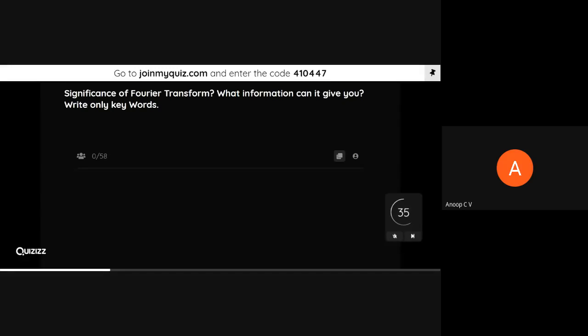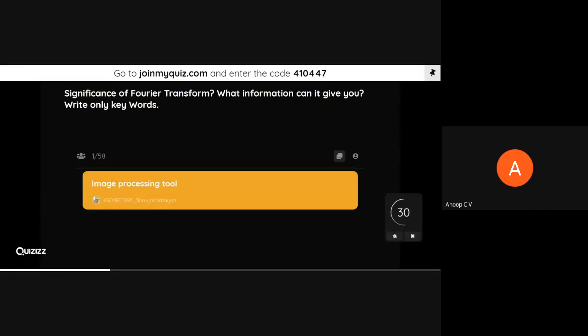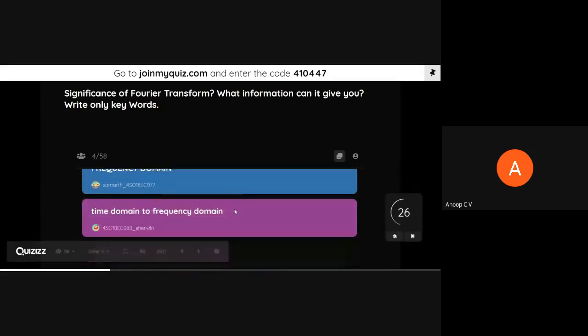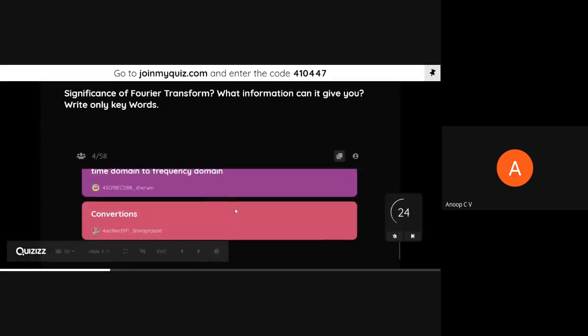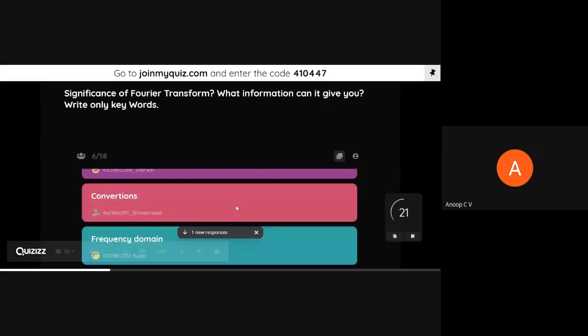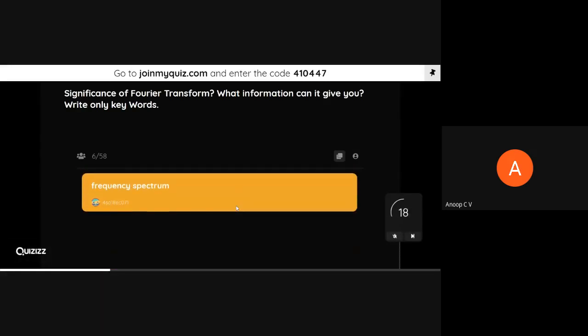You have to type in the answer in this, right? Some have told it is an image processing tool. It is frequency domain, time domain to frequency domain conversions. Excellent. Then other answers: frequency domain, frequency spectrum. Good.